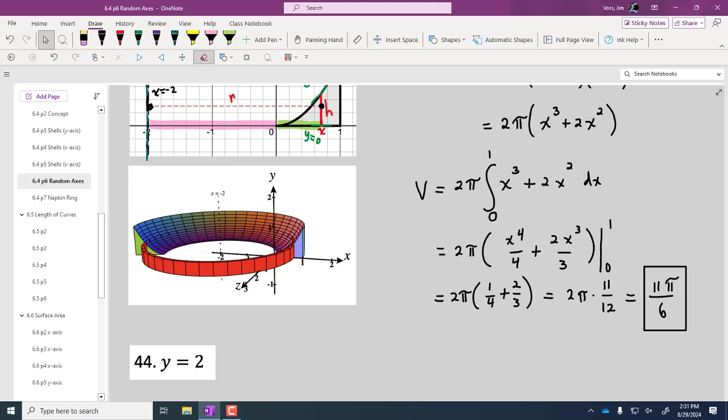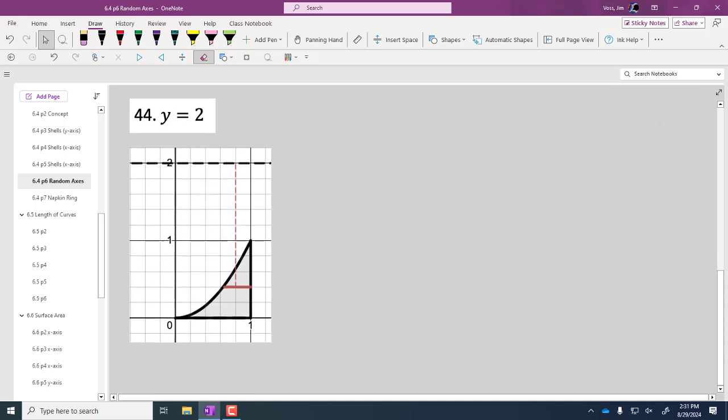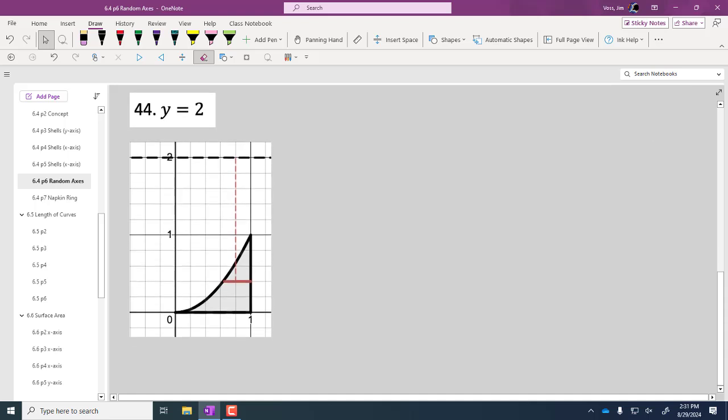So let's take that same region and let's rotate it vertically. Let's rotate it around y equals 2 instead of horizontally. And let's see what happens. So once again, we have the area of a cylinder. That's our basic geometric shape that we're using. So that's 2 pi times r times h.